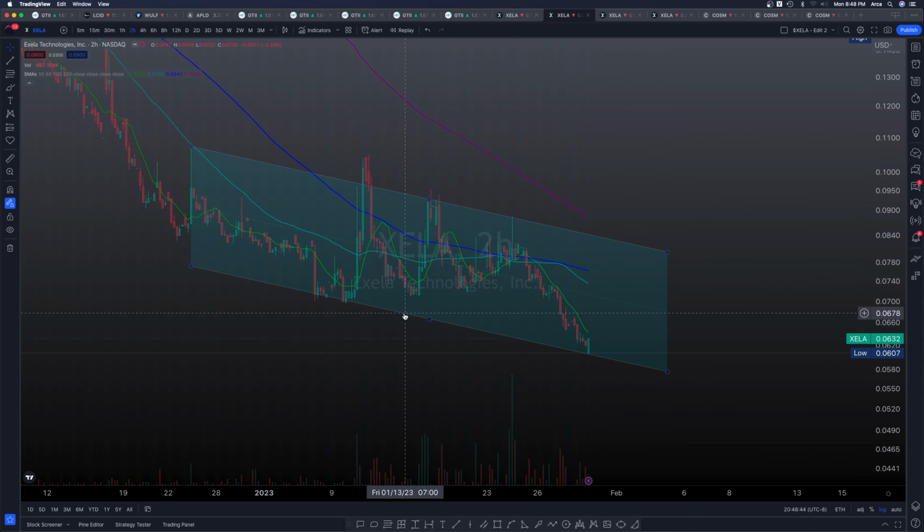So this is following the golden rule of three very, very nicely. Okay, so let's go ahead and revise that golden rule of three. We need three tests of the resistance followed by a capitulation event. We have test one, two, three of the resistance, capitulation event, and now finding a huge bounce from that very bottom and support line of the descending channel.